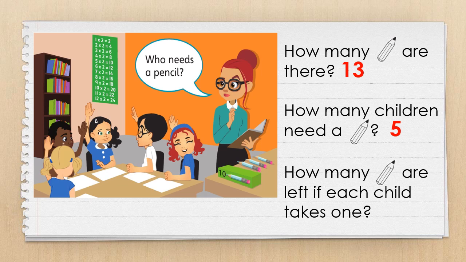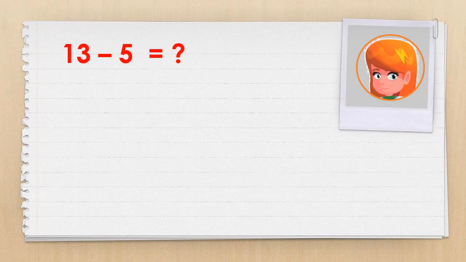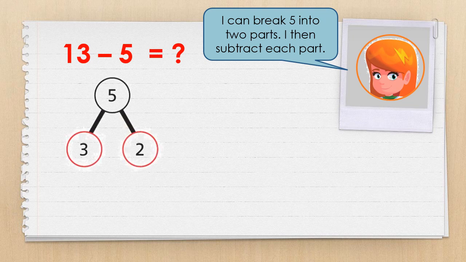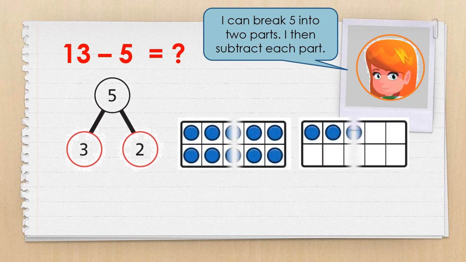Easy, isn't it? It's 13 take away 5, and I'm pretty sure you have your own way of solving 13 minus 5. But today, let's do it differently. As Astrid says, we have to break the second given number, which is 5, into 2 parts. Then we subtract each part. Astrid partitioned 5 as 3 and 2. But why? Why not as 4 and 1? Or 5 and 0? Let me show you that using ten frames and counters.